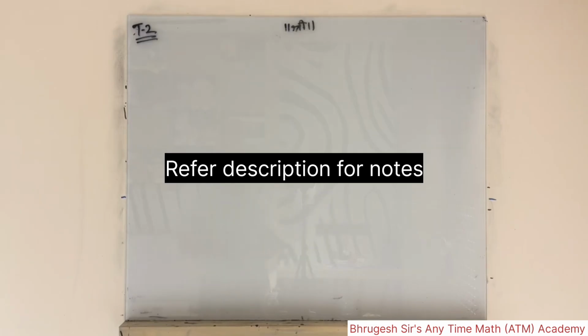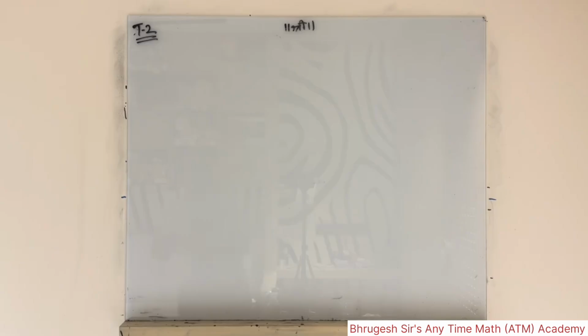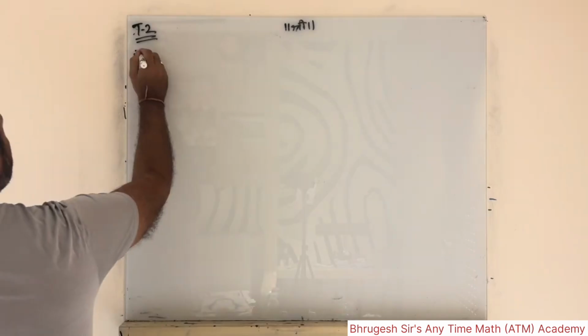Children, in this particular session, we are going to continue with our heights and distances and discuss type 2 sums. Let us get started with the first sum.